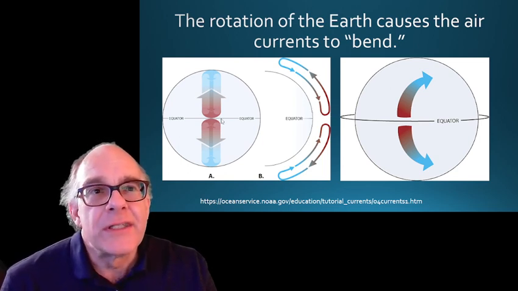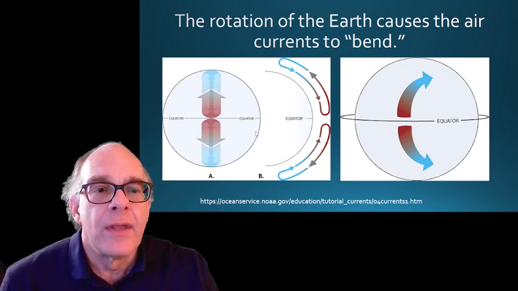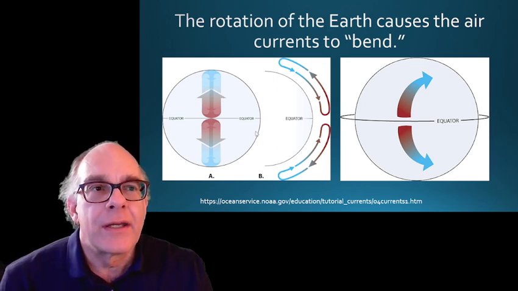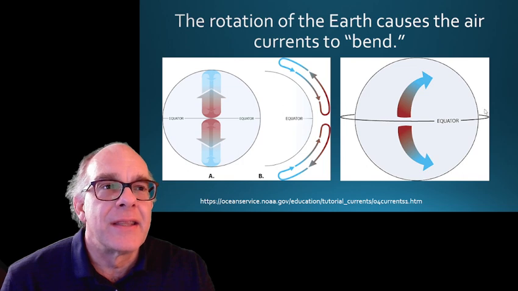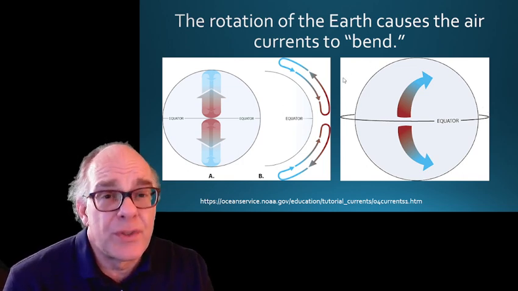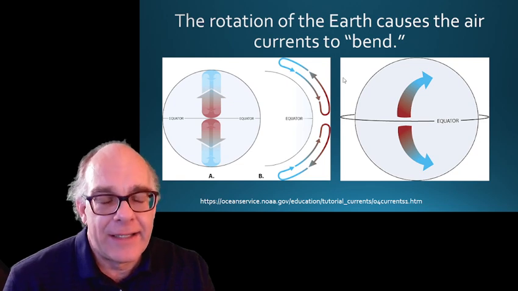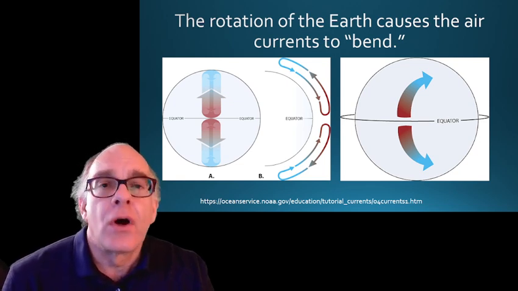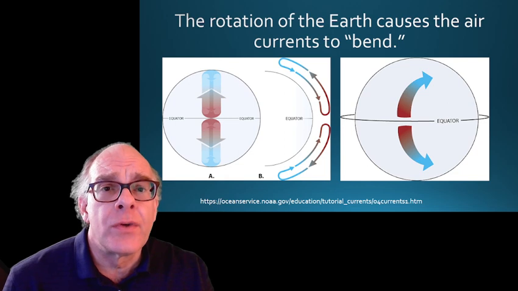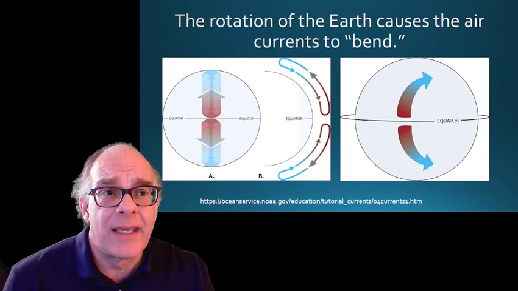Now, we artificially stopped the rotation of the Earth, but when we allow it to go on, what we're going to see is the rotation of the Earth, the Earth spinning on its axis, causing the sun to appear to rise in the east and set in the west.